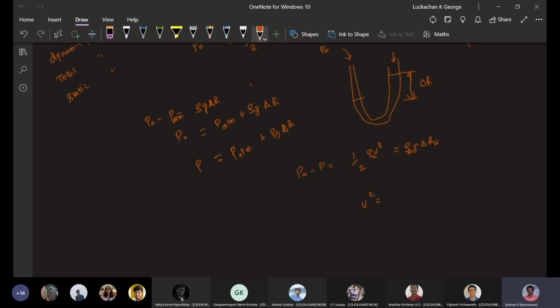So we can write V square is equal to 2 rho W g delta H W divided by rho A. This is the density of water, this is the density of air, g, and delta H W is the manometric liquid height. So V is equal to the square root of 2 rho W g delta H W divided by rho A.